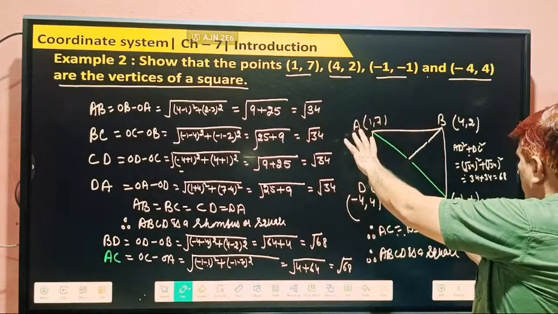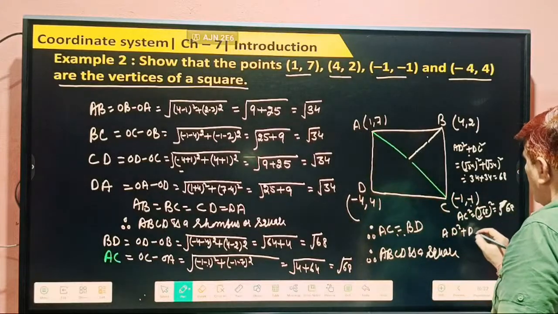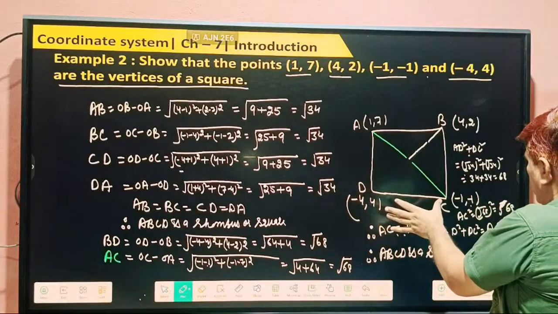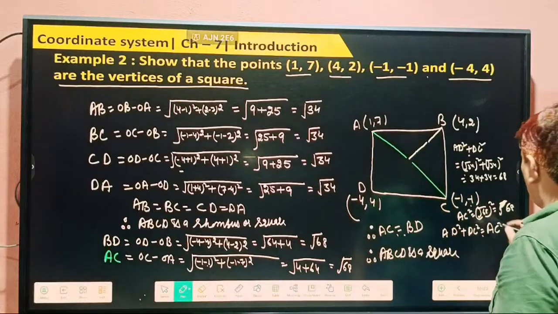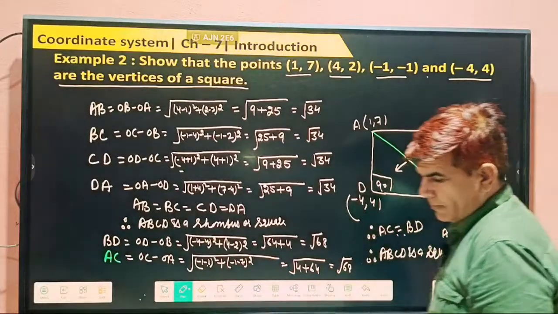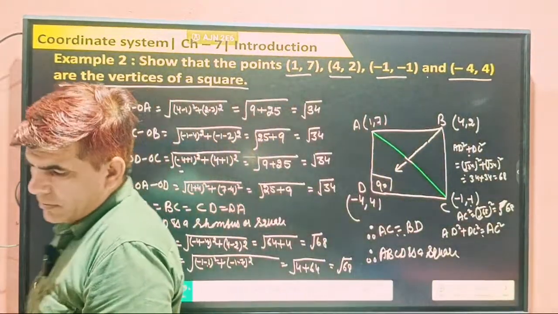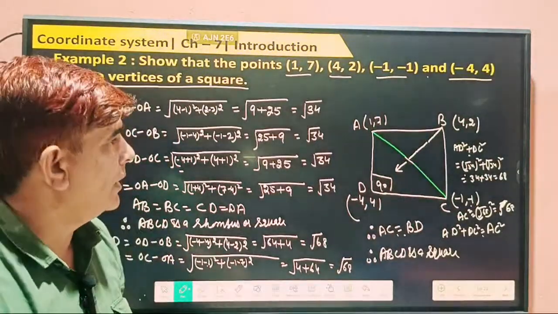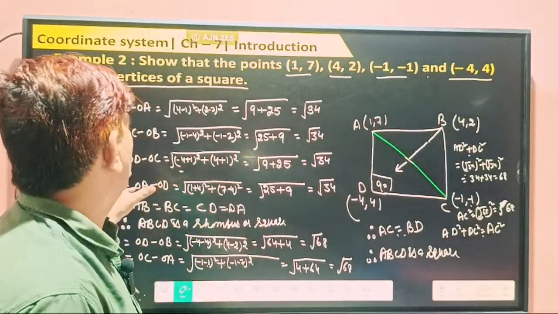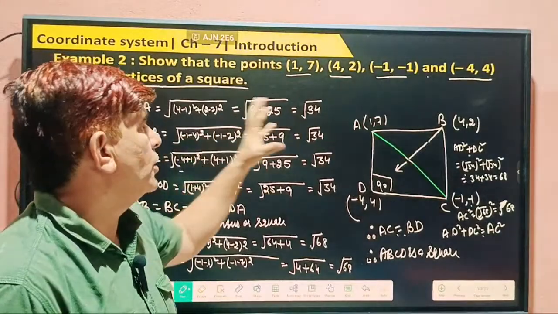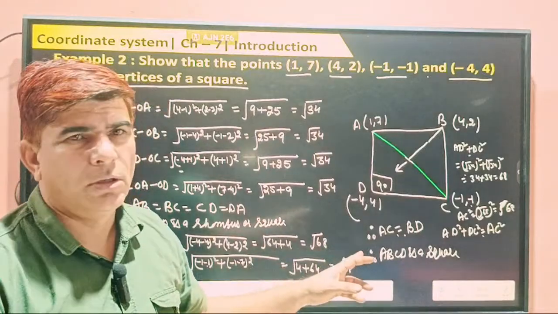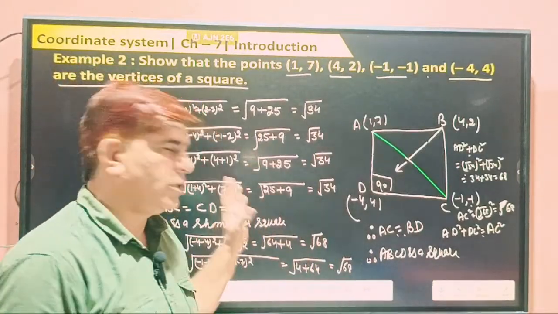So we can say AD square plus DC square equals AC square. So opposite to this AC, which angle? 90 degree. In a rhombus, if one angle is 90 degree, then the remaining angles are also 90 degree. So the rhombus becomes a square. So we can say, example number 2, these points make a square. Yes or no? By 2 methods we are able to solve. It depends on you which method you apply in your exam.